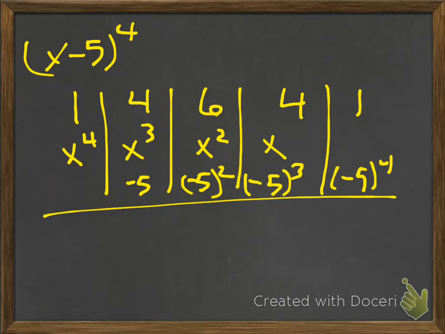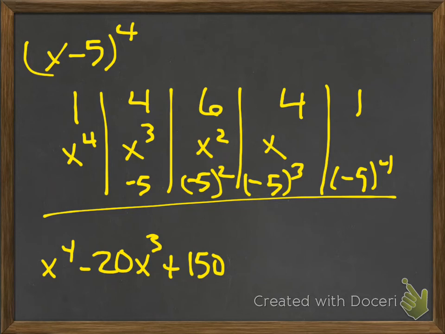1 times x to the 4th is just x to the 4th. Yes, you multiply. 4 times negative 5 is negative 20x to the 3rd. Negative 5 squared is positive 25. 25 times 6 is 150. That is why I've got those in parentheses, because if you do that with parentheses, you shouldn't make a sign error. If you make a sign error on the multiple choice test, you're probably going to be wrong, because instead of having a plus 150, you'll have a minus 150, which will be an answer choice.